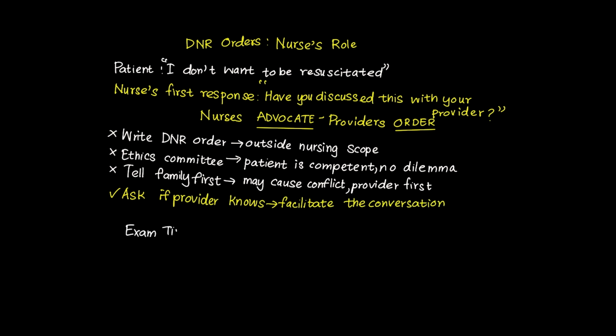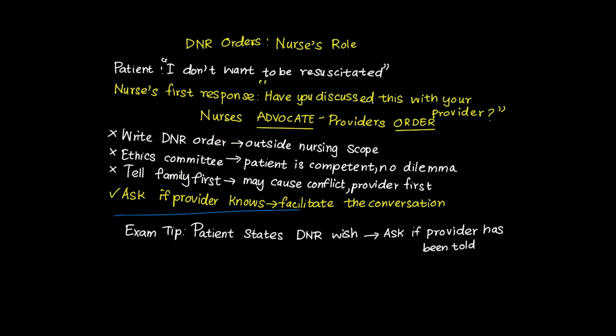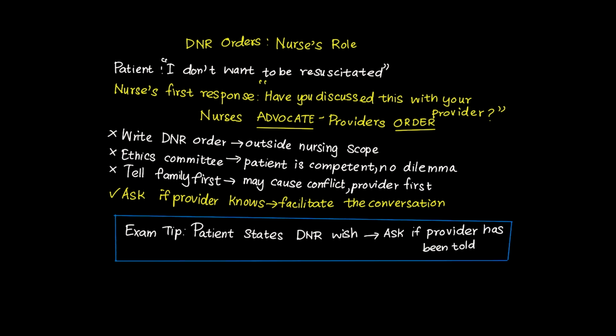Here's a WGU D454 OA exam tip for you. DNR wish from a patient equals verify with provider. Nurses advocate, provider's order. That's the sequence. Recall hook: Patient wishes, provider writes. PWPW. Patient's wish needs provider's writing.